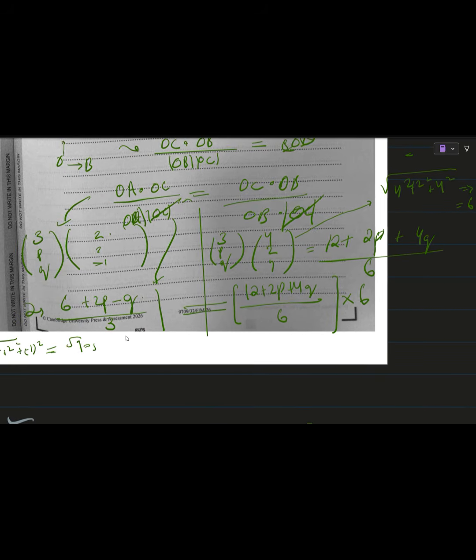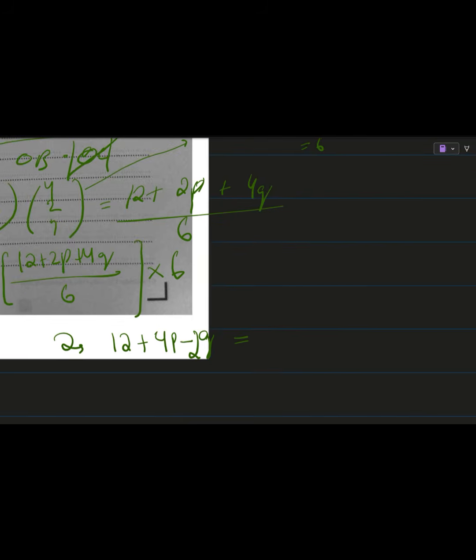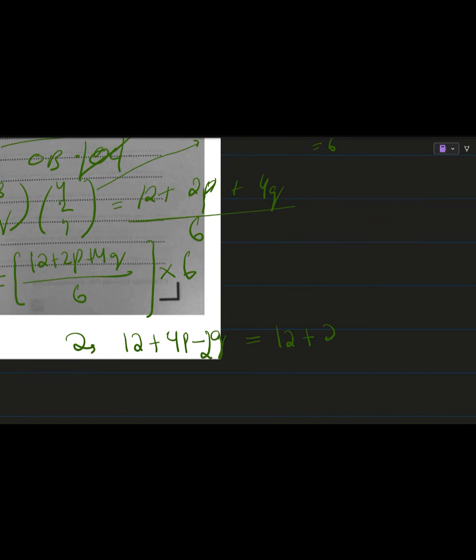To remove the denominator of 6, we multiply the other side by 6 as well. To do it cleanly, we can write it as 3 on one side and 2 on the other. So it will be 12 plus 4P minus 2Q equal to 12 plus 2P plus 4Q. This will be our main equation.